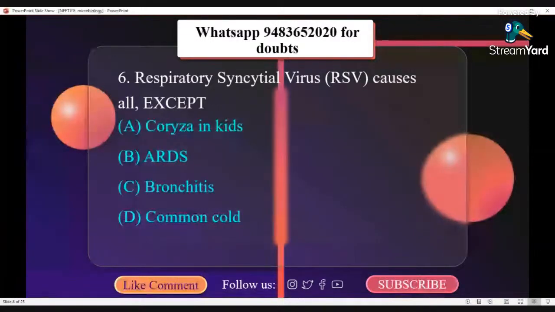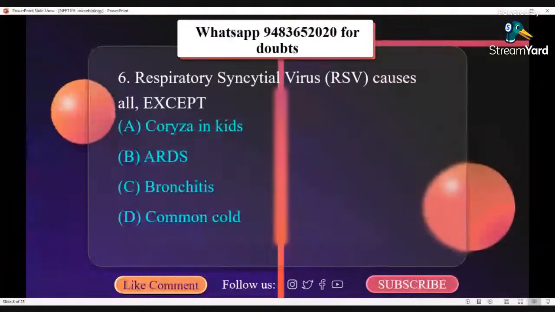Respiratory syncytial virus causes all of the following except: A. Coryza in kids, B. ARDS, C. Bronchitis, D. Common cold. The correct answer here is B. ARDS.